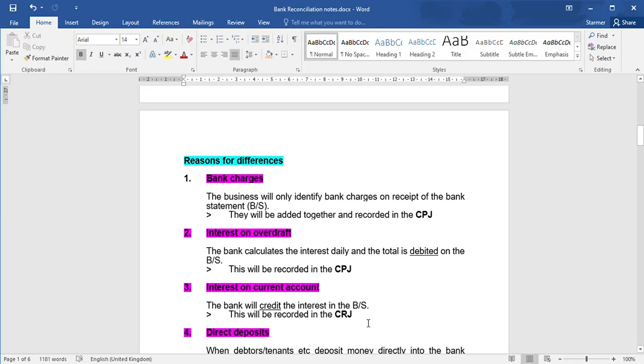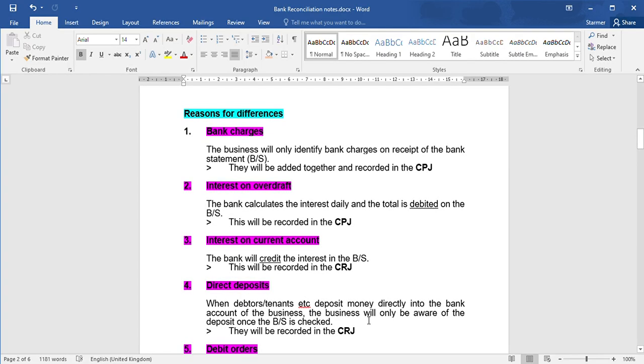Interest on current account, that will be credited in the bank statement because the bank is telling us they owe us that interest. So that interest has been received. We haven't recorded it yet, so we're going to record it into your CRJ.